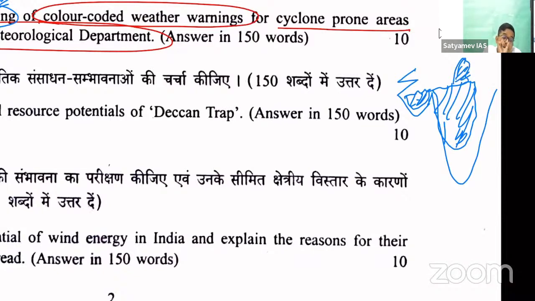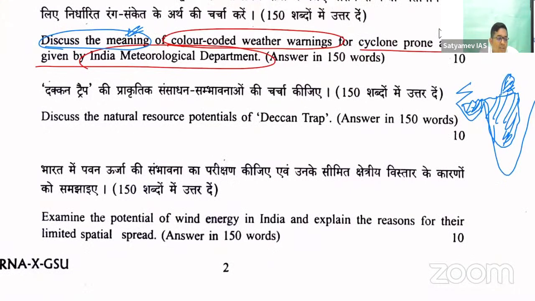Peninsular Plateau and Deccan Trap are two different things. Garo Khasi is peninsular plateau. Do not consider that as Deccan Trap. All right. So what is the economic significance? Natural resource potentials. So you write in natural resource potential: mineral resource, water resource, forest resource, soil as a resource.